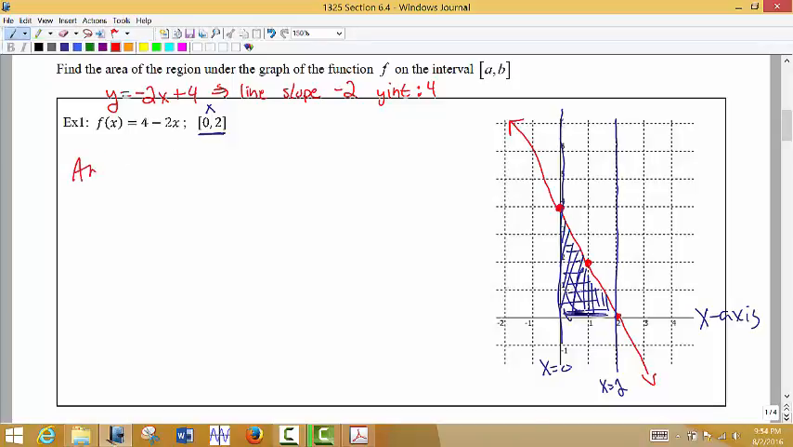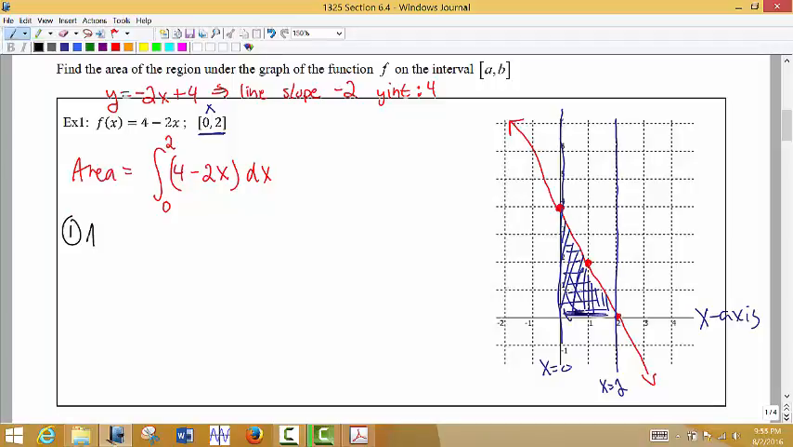To find this area, we are going to integrate the given function 4 minus 2x with respect to x. Our smaller number, the lower limit of integration, will go at the bottom, and the larger number, the upper limit of integration, will go at the top.